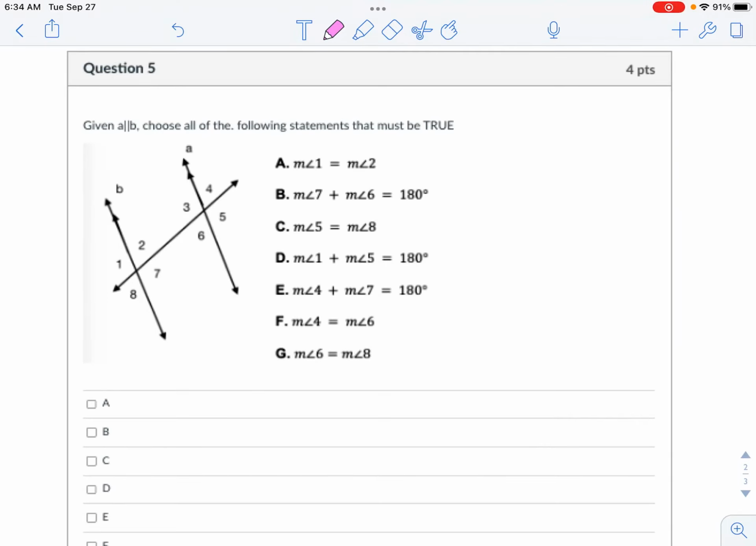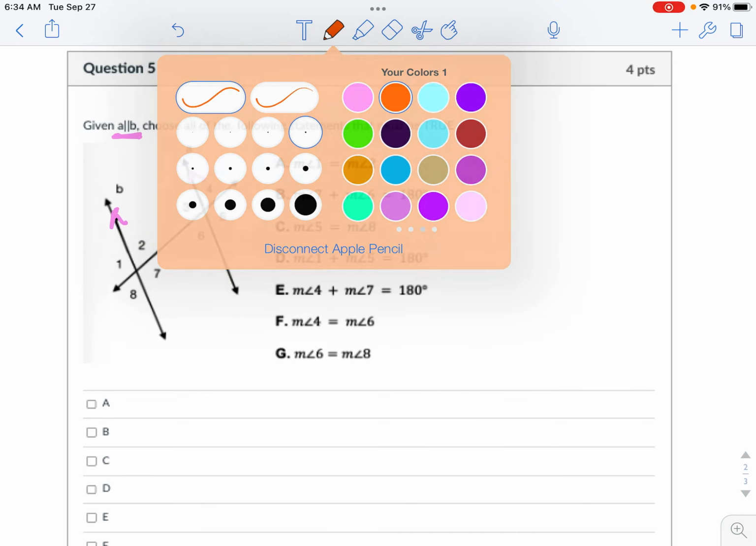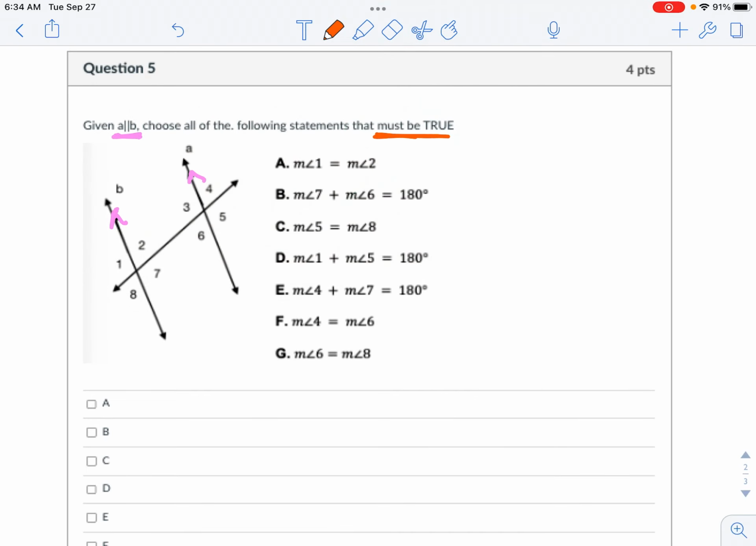All right, so in this one right here, the lines are parallel. So this is gonna be different than the first one. All those theorems and postulates are gonna exist. And this is "must be true." Can it be true sometimes? Maybe, but must be true. So this first one is false.